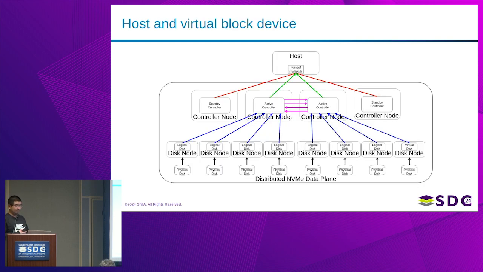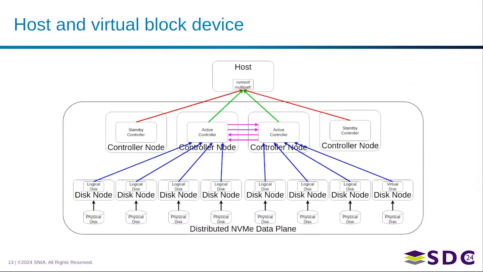Here is the architecture from the host view. The host just connects to the different controllers, and some of them are active, some of them are standby. The host delivers traffic to different active controllers. That's all about how we make the data plane work.